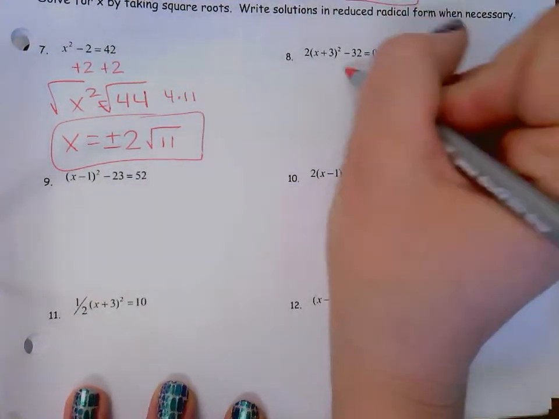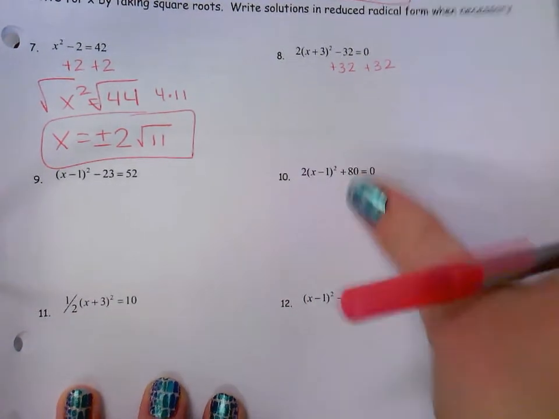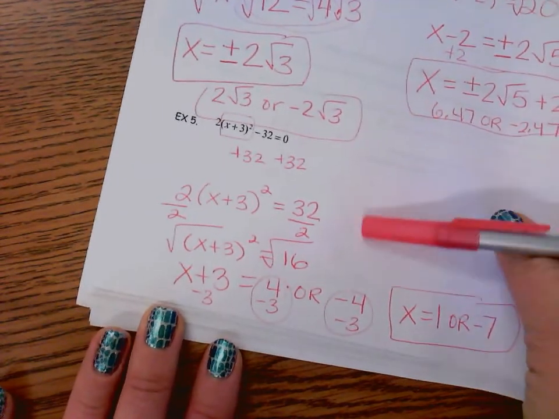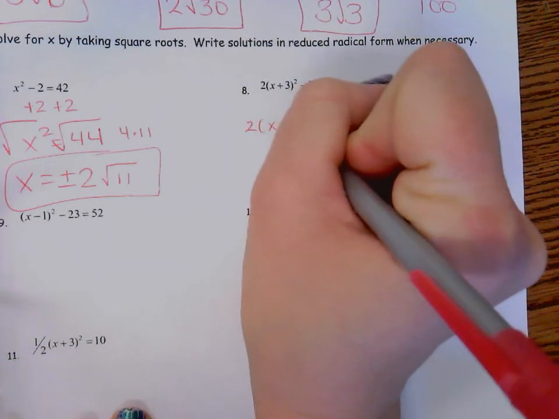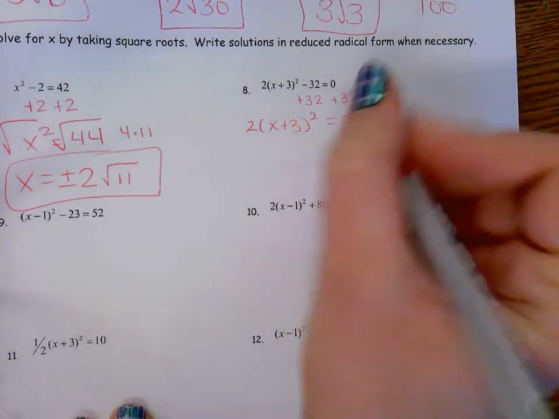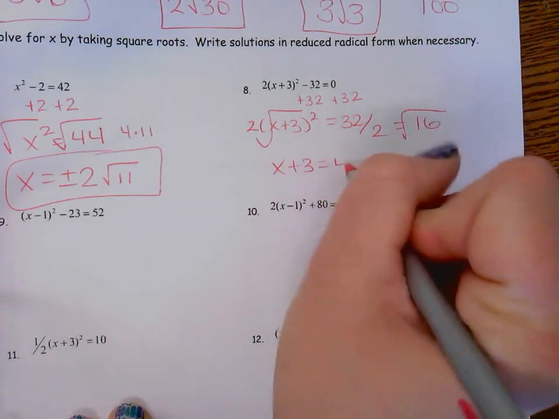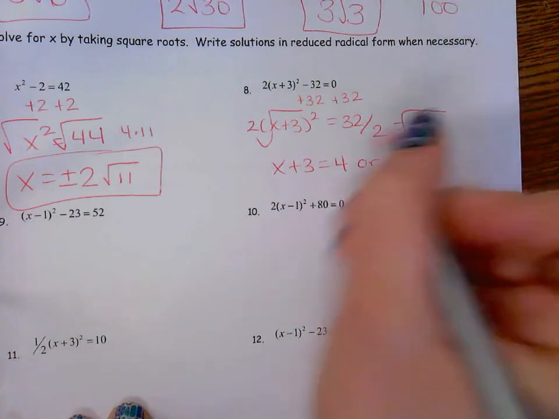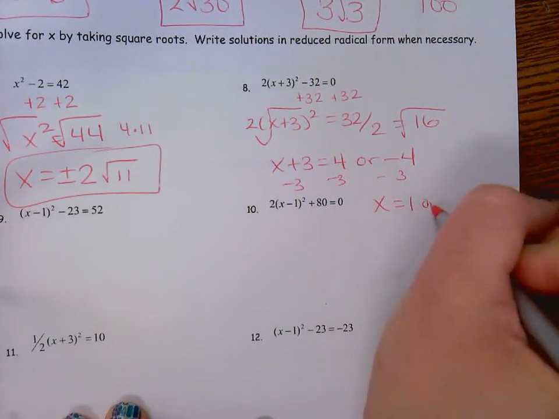The next one added 32 to the other side. This was actually very similar to the one we already did, wasn't it? Oh, it was the same as example 5. Whoops. I was looking at your answers and I thought it looked very similar. So 32 divided by 2 gives you 16 over here. You take the square root of both sides. x plus 3 is 4 or negative 4. So when you subtract 3, you end up with positive 1 or negative 7, right?